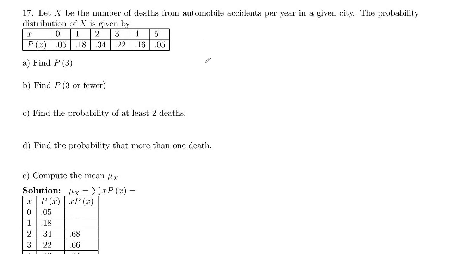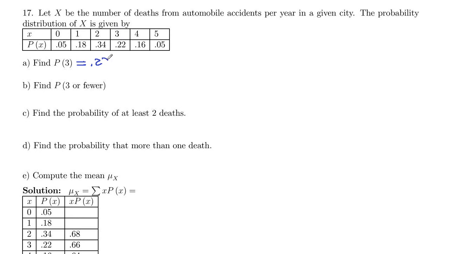In problem 17, we are given a discrete probability distribution where our random variable x represents the number of deaths from automobile accidents per year in a given city, and here's that distribution. So 5% chance of 0 deaths, 18% chance of 1 death, etc. So we want to find p of 3, so the probability of 3 deaths. So that is 22. So this is x, and then p of x.